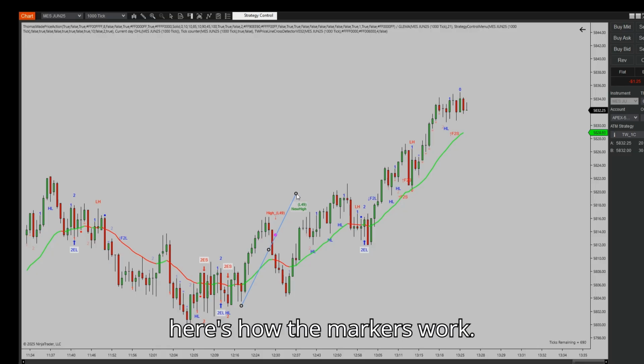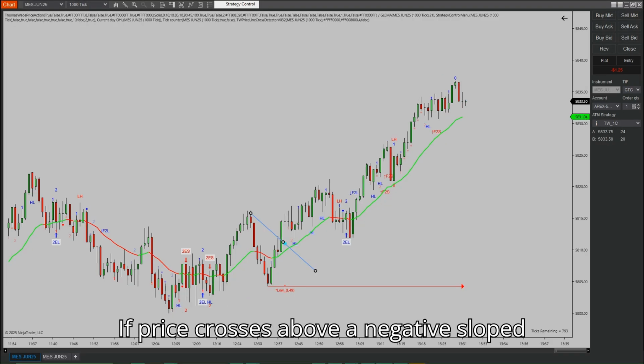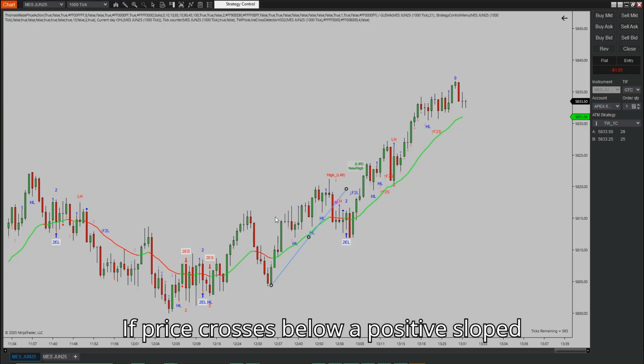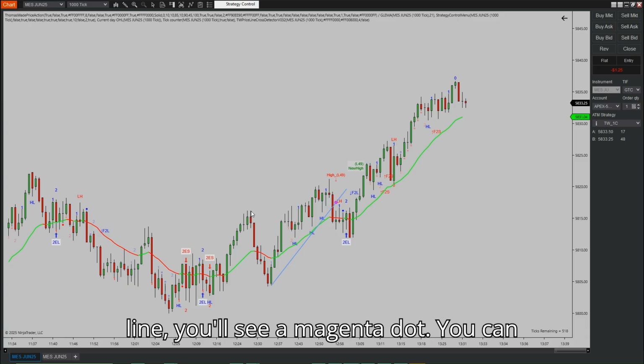Now, here's how the markers work. If price crosses above a negative sloped line, the indicator places a cyan dot. If price crosses below a positive sloped line, you'll see a magenta dot.